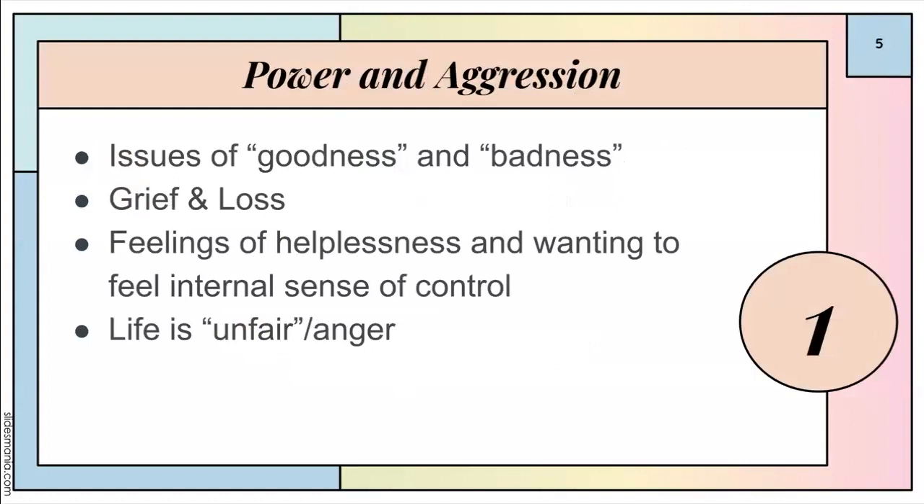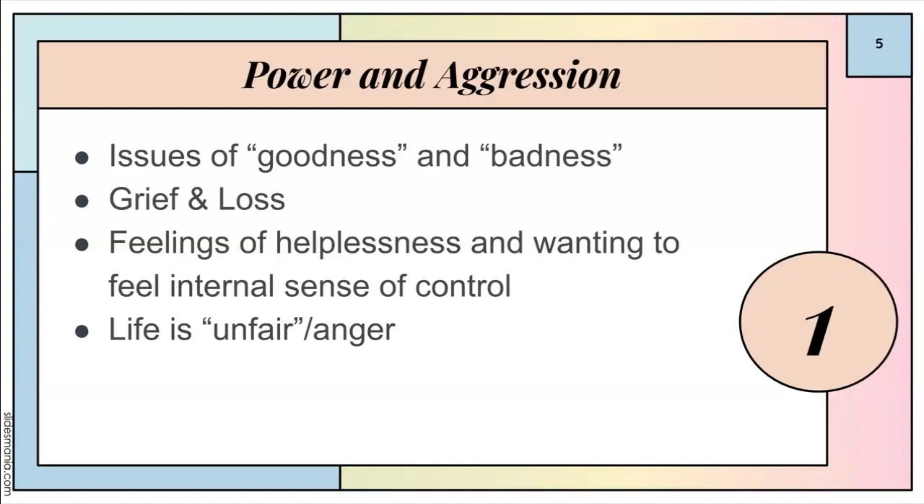Developmentally, when working with school-age children, a big part of their developmental stage is working through issues with goodness and badness. It's something that we all have to come to terms with, and we usually come to terms with it starting in childhood. People are not all good or all bad, and that's part of what they're learning: am I not all good and not all bad, and is that okay? And kind of answering that question of what is goodness, what is badness, how do I fit into both, what's okay, what's not okay. We can also see power and aggression within themes of grief and loss.